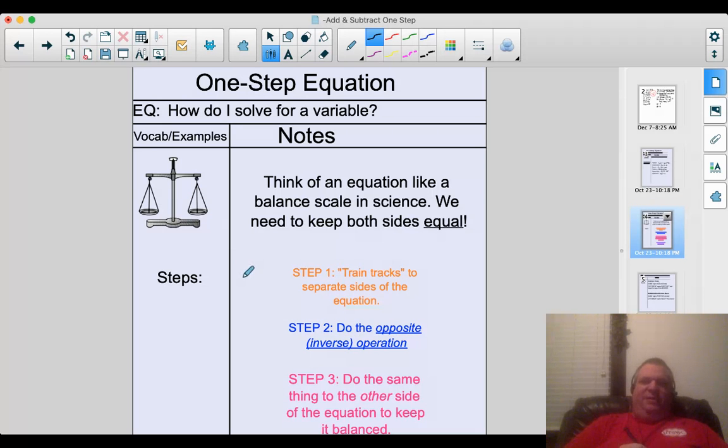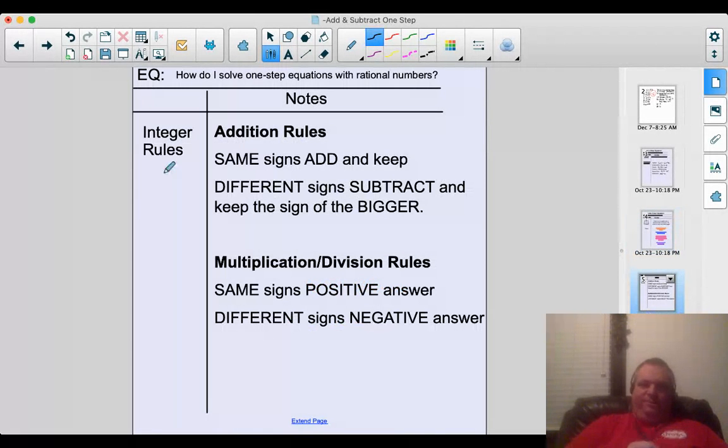So any of these operations, we can do anything we want to both sides as long as we do the same thing to both sides. Okay, so you'll see what I mean by that. But these are my steps, so make sure you have those down. All right, let's see what this looks like.